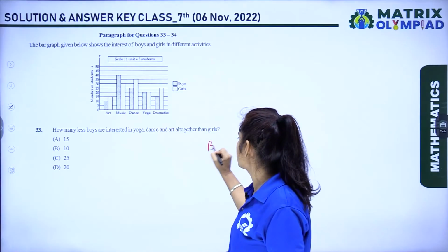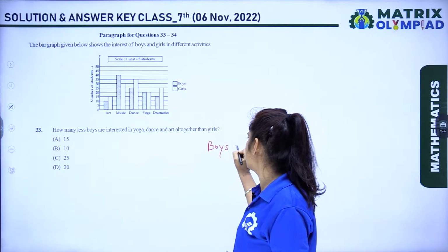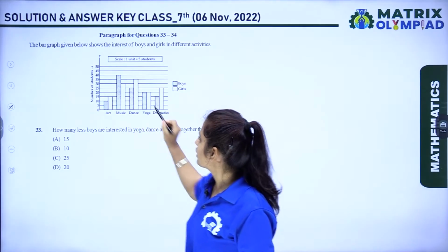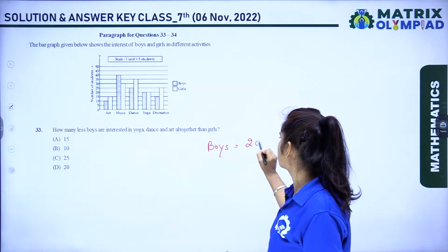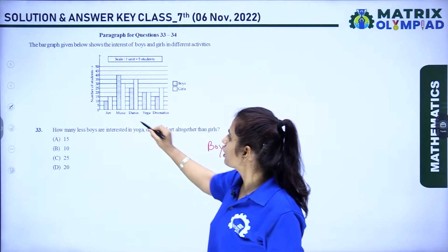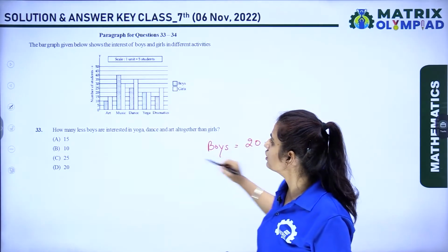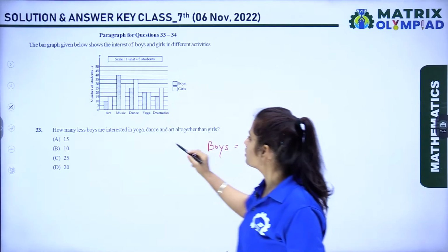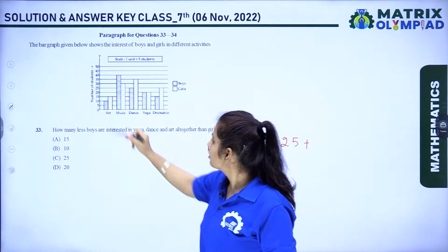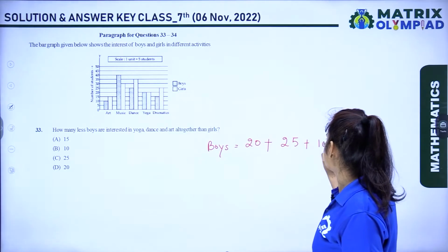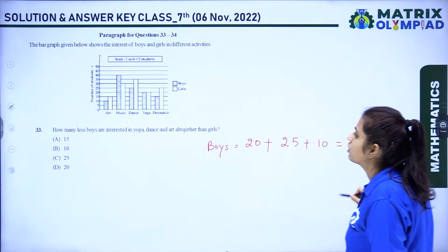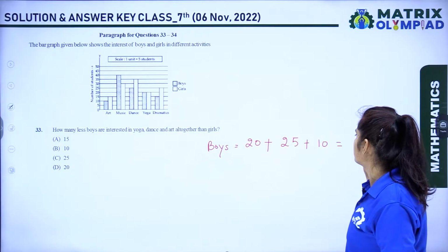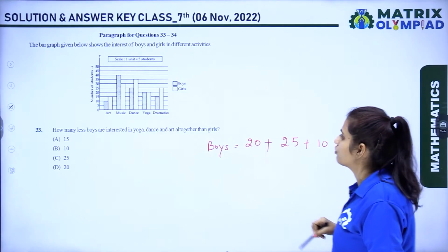So for boys, first calculate the number of boys in yoga. It is 20, plus for dance we have 25 boys, plus art. We have 10 boys here. So the total number of boys we have is 55.